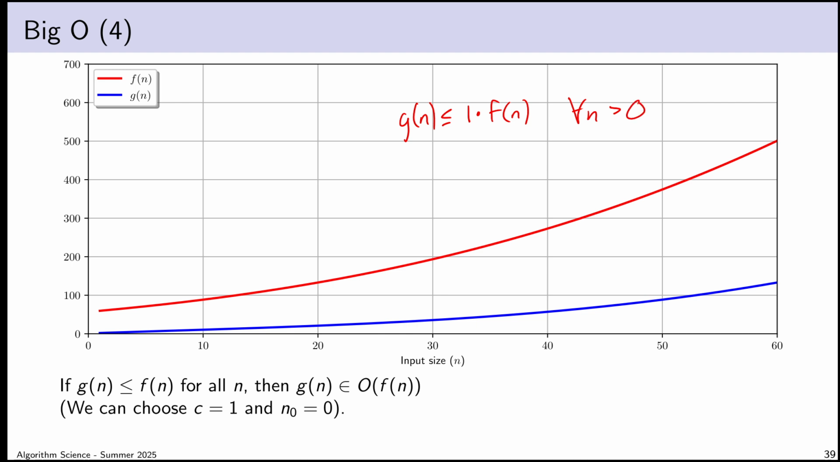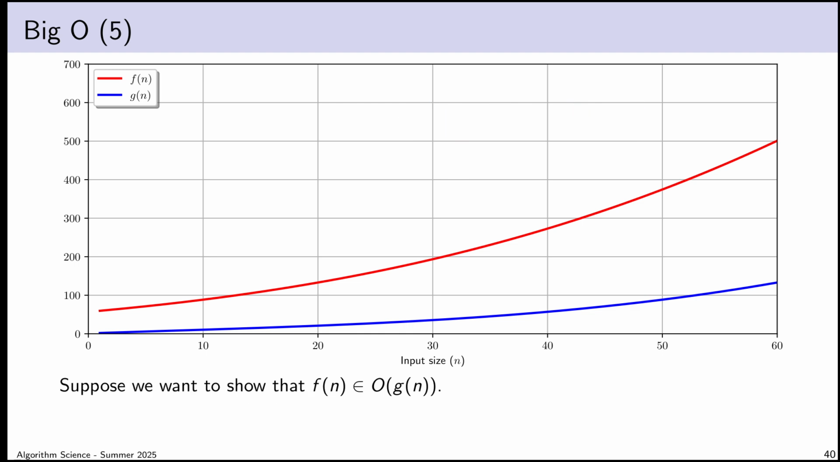And the idea is this is our constant c, and this is our value n naught. For every value of n greater than n naught, which in this case is 0, it is true that g of n is less than or equal to 1 times f of n, so c times f of n. Now suppose we want to show that f of n is big O of g of n.